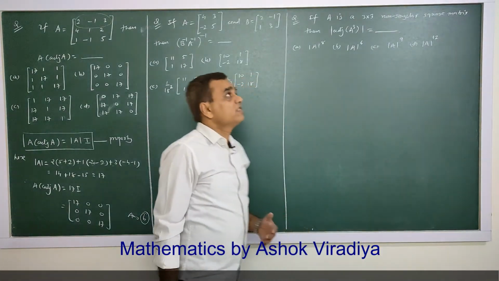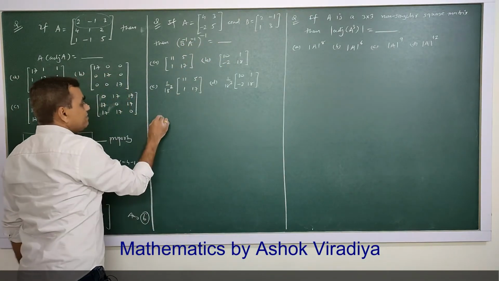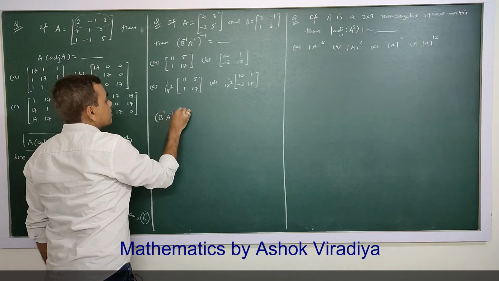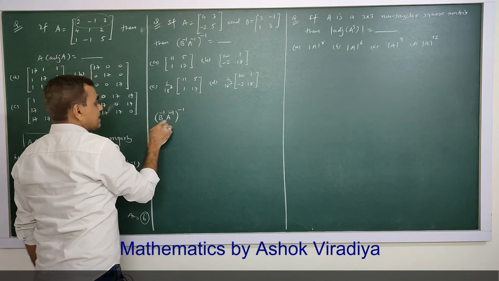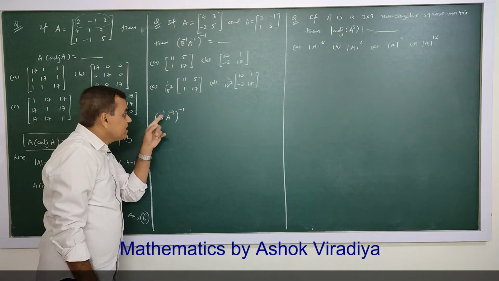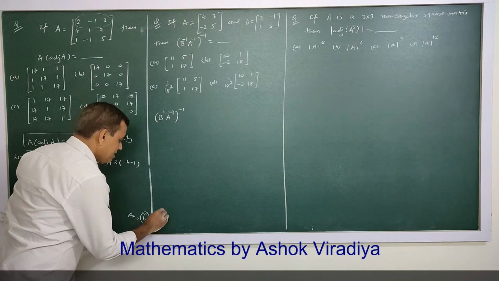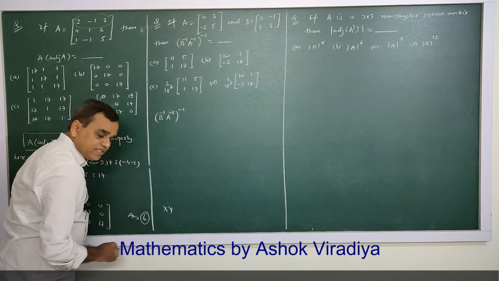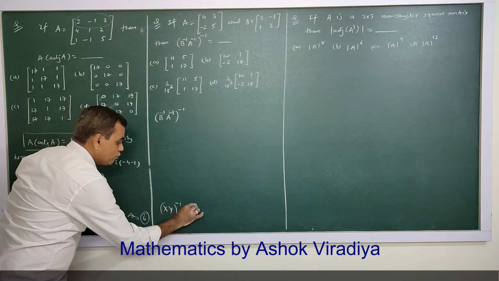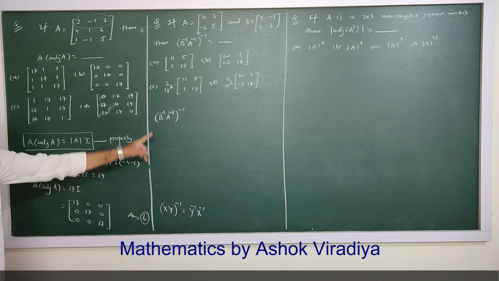Similarly, in this question, matrices A and B are given and we want the inverse of the product of these two inverse matrices: inverse of B inverse into A inverse. Now we know the property that if X and Y are matrices, inverse of X into Y is Y inverse into X inverse. So I use this property here.